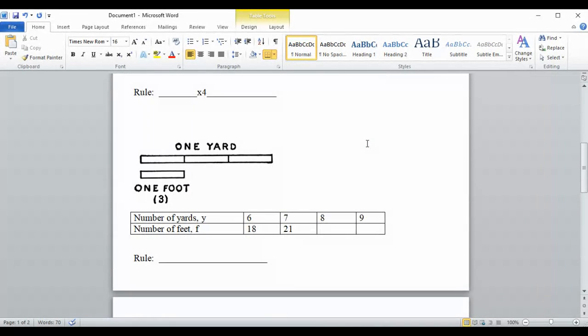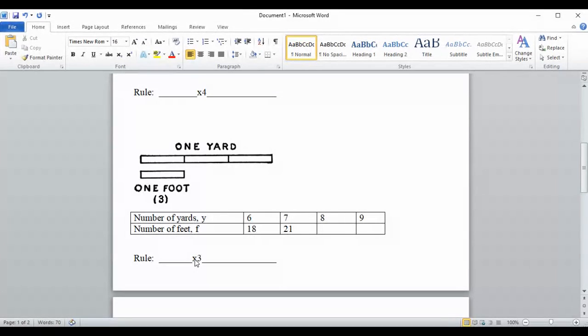All right, the next one has to do with yards and feet. And if you can picture in your mind a ruler, rulers are 1 foot long, and yardsticks are 3 feet long. So this has the number of yards and the number of feet. So if you have 6 yards, you're going to have 18 feet. If you have 7 yards, you're going to have 21 feet. So if we start with 6 and we end up with 18, what did we multiply by?